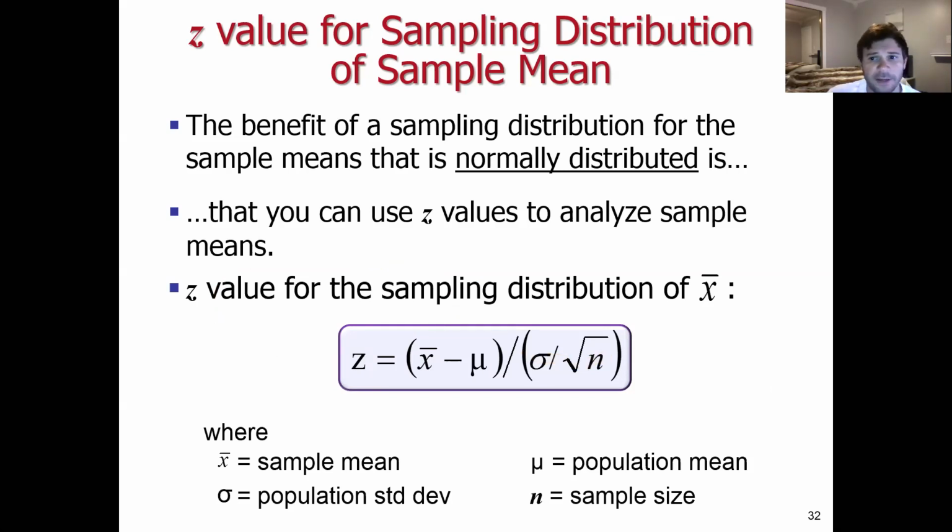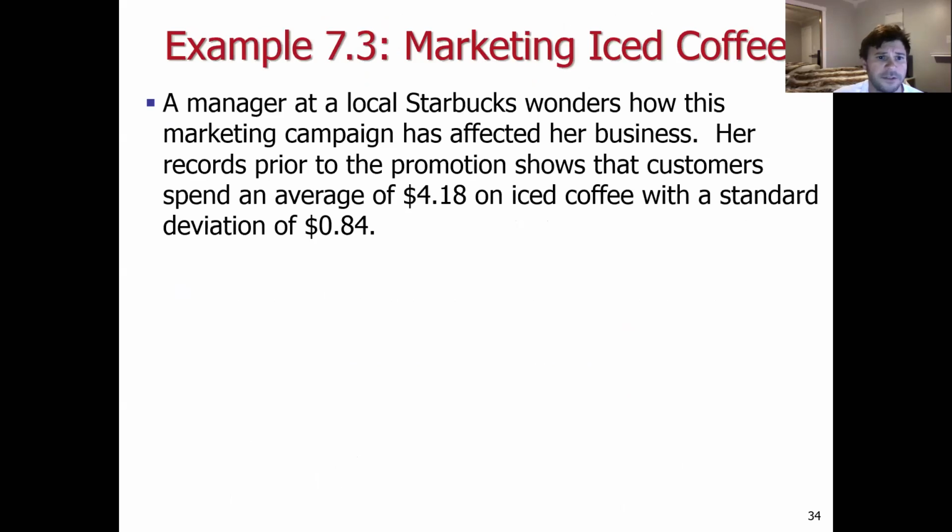Okay, so let's go ahead and apply this idea here to a mini case study. And the situation we're going to look at involves a manager at a local Starbucks that wonders how a particular promotion has affected the business. And prior to running the promotion, we can see here that the customer spent an average of $4.18 on iced coffee with a standard deviation of 84 cents.